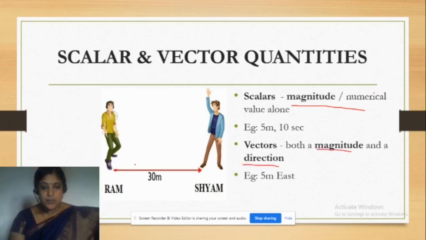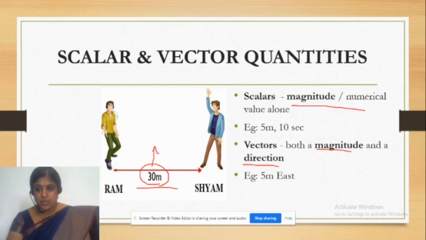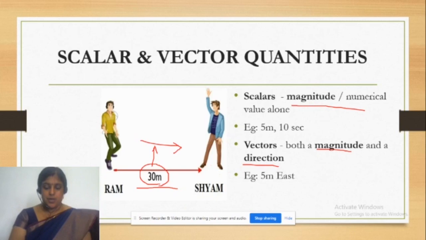For example, in the figure you can see two men, Ram and Sham, standing 30 meters apart, right? So 30 meter is the distance. You are representing distance by a magnitude of 30 meter. So distance is a scalar quantity, because it is represented through a magnitude alone. If along with this 30 meter, you say Sham is standing 30 meters east of Ram, then along with the magnitude, you are specifying a direction also, right? So that is a vector quantity.